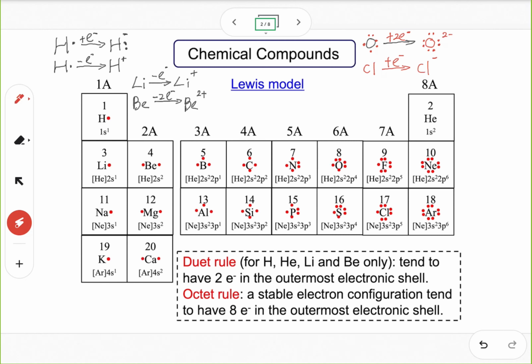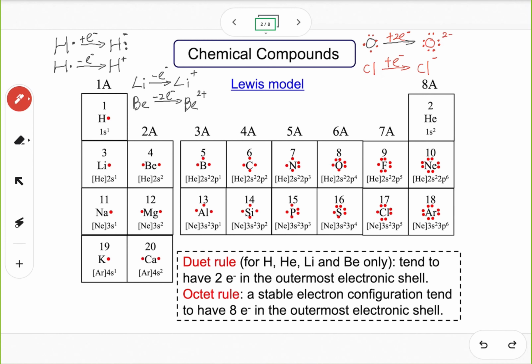So these are the elements that can get electrons to satisfy the octet rule. But how about those elements that have the tendency to lose electrons to satisfy the octet rule? No problem. Let's take a look at sodium. Well, for sodium, it has 1 electron on the 3s orbital, and the core electron configuration is neon.